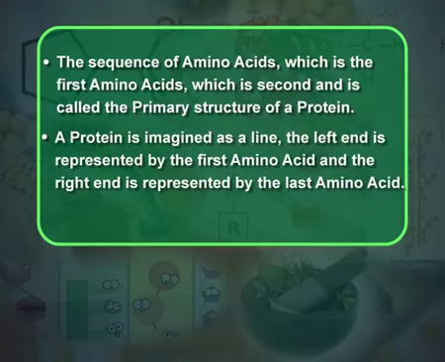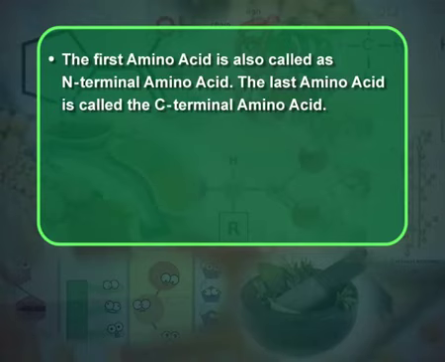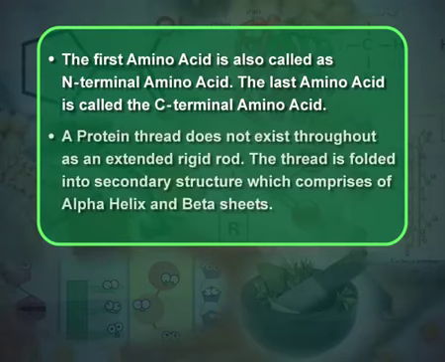So, a protein is actually imagined as a line. The left end is represented by the first amino acid and the right end is represented by the last amino acid. The first amino acid is also called the N-terminal amino acid and the last amino acid is known as the C-terminal amino acid. So, a protein thread does not exist throughout as an extended rigid rod.